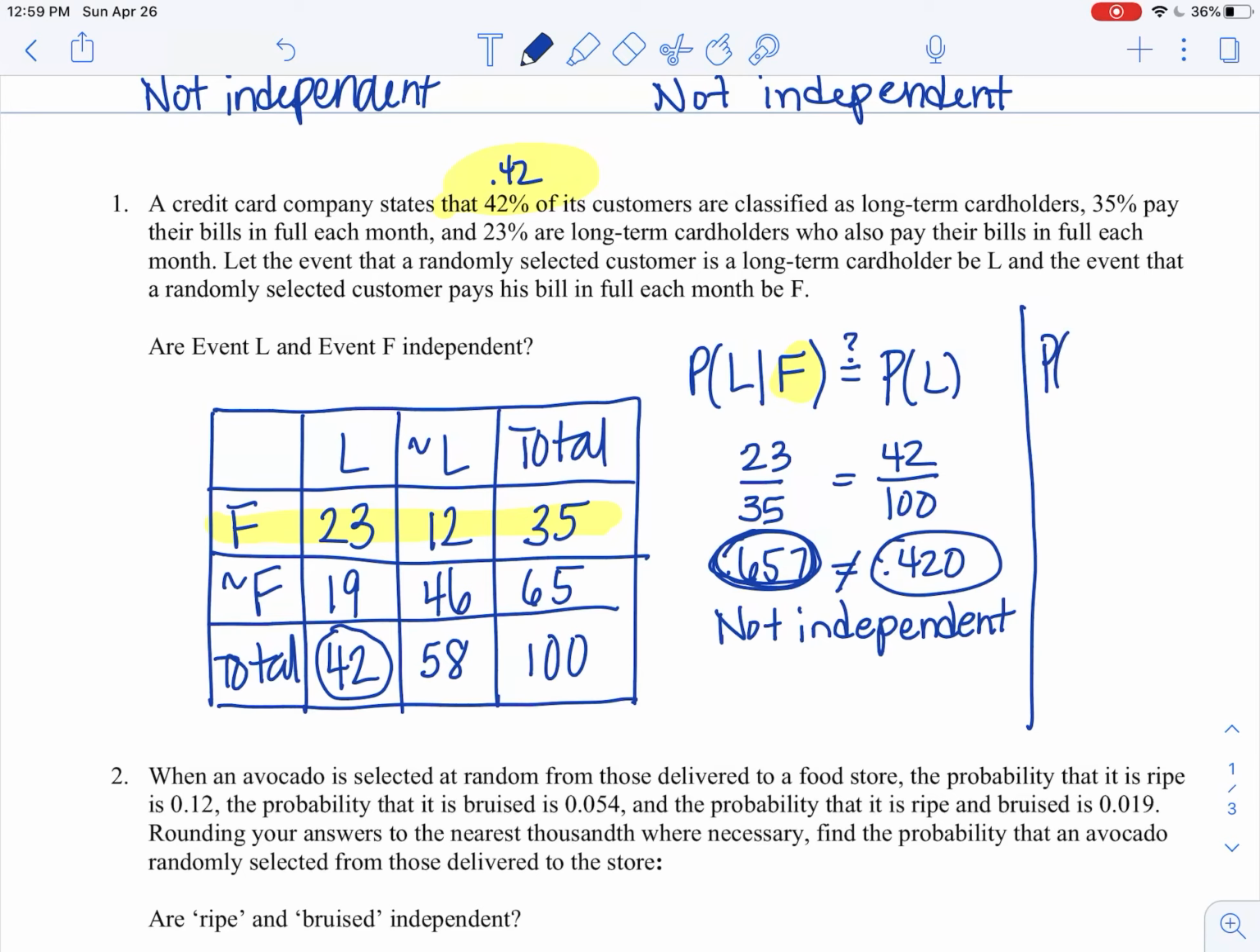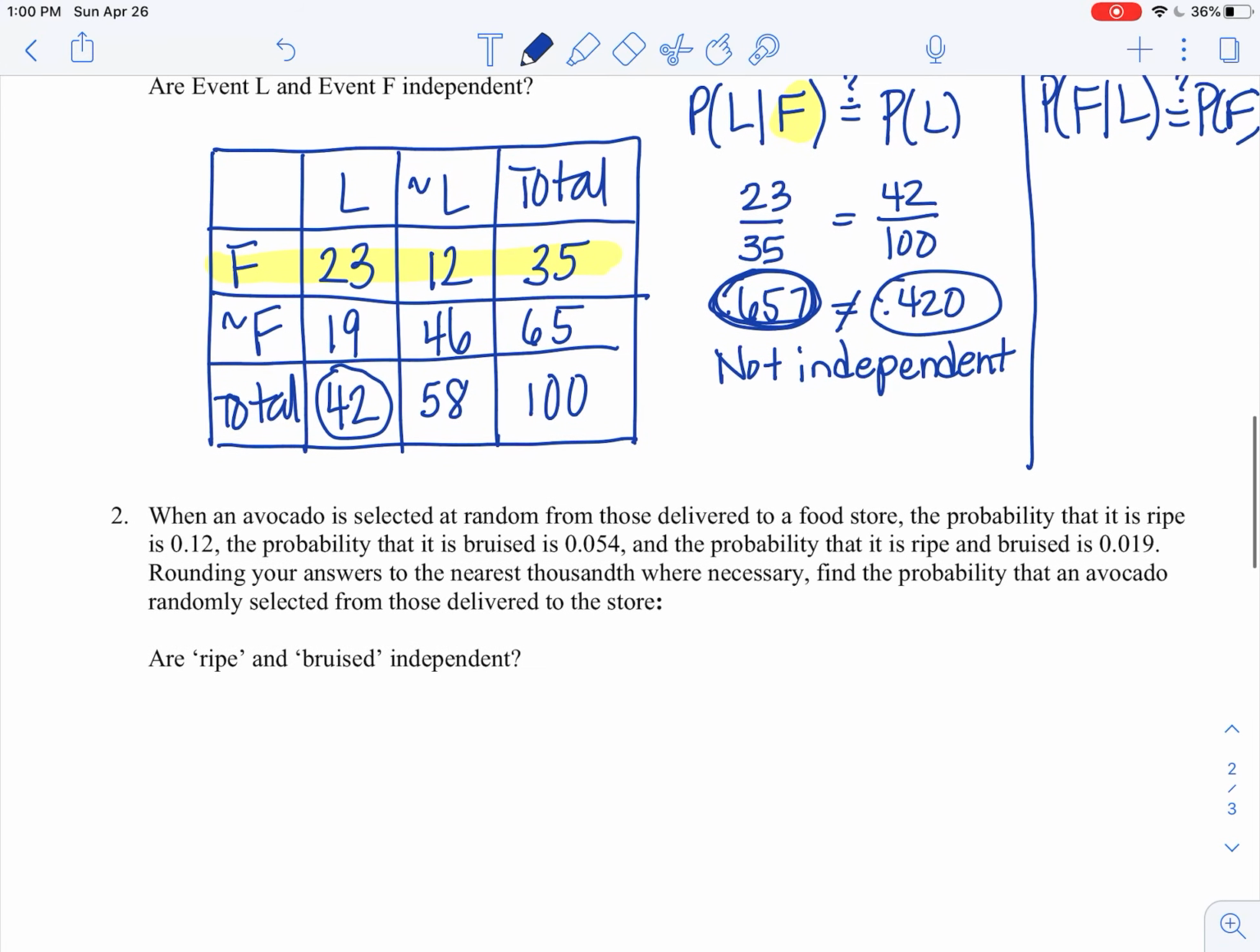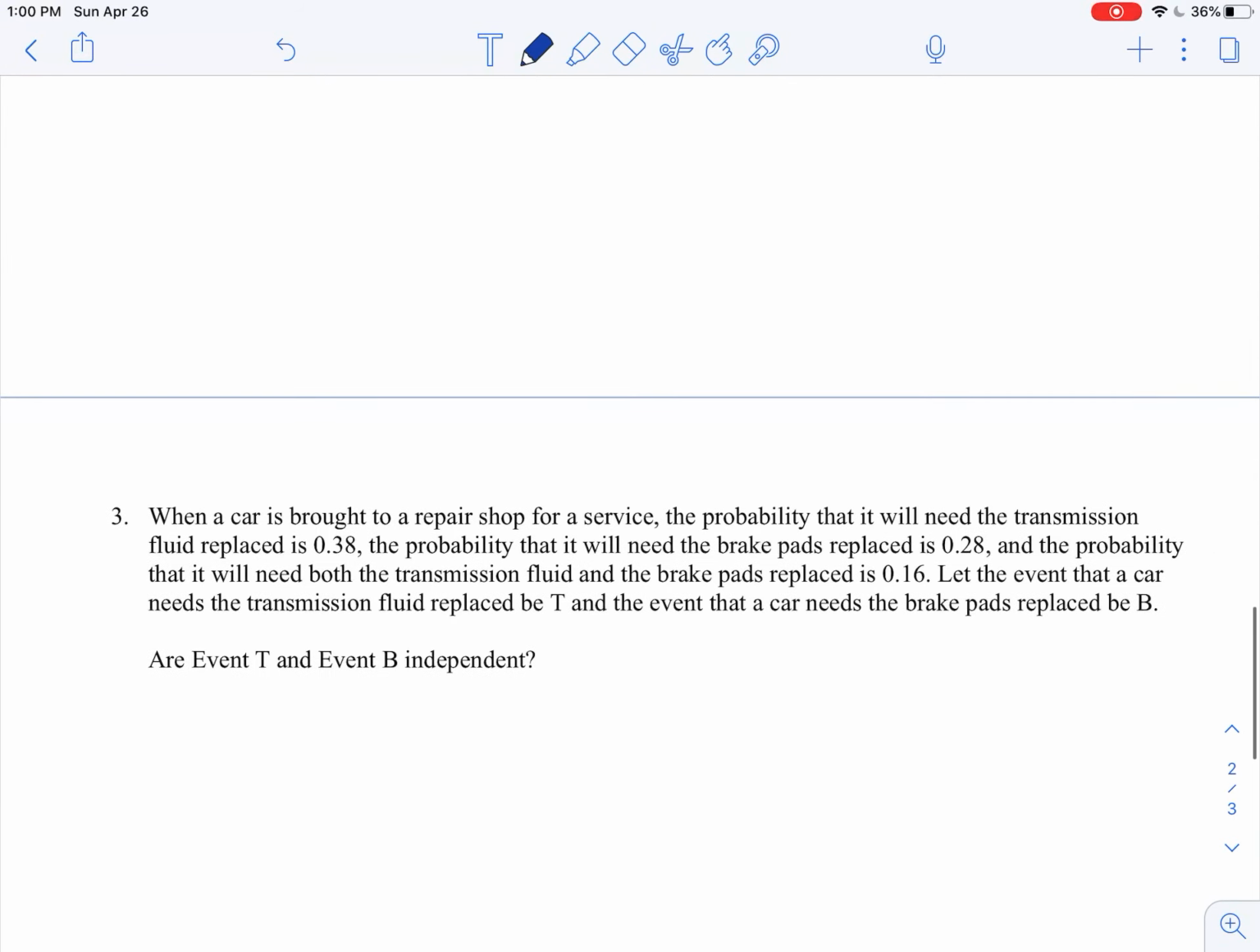I'm not going to do the whole probability, but I do want you to know you could have done probability of F given L and tested that against the probability of F by itself. And again, you would see that those would not come out to be equal, so therefore it would still show you not independent. You don't have to do both, but I'm just saying you could do it either way and still get the same outcome.